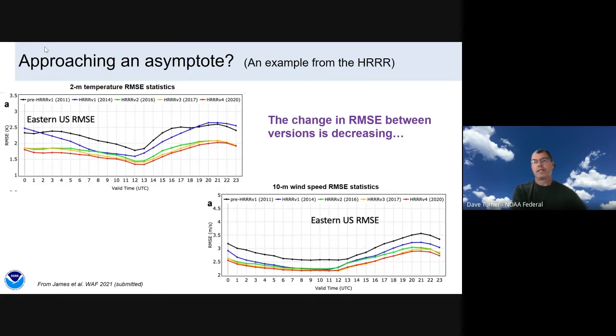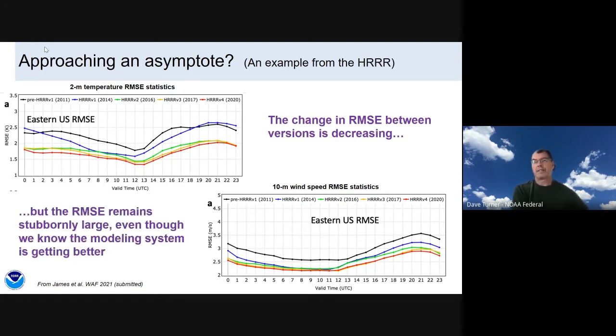And so you can clearly see that, from the pre-HER system, which was in black, and version one, which is in blue, all the way up to version four, which became operational in December of 2020 in red, you can see that the RMS error is in fact decreasing, and that is good. But click, you also can get a sense that the RMS error is remaining stubbornly large. And so if you look at the values on the y-axis, you can see that we've decreased the RMS error 20, 30% perhaps, but those RMS values are still very large. And in fact, it looks like we're reaching an asymptote. And so if you look at the differences between version three and version four, the yellow versus the red lines, they're pretty much identical.